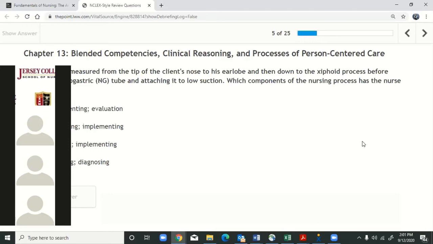No, she didn't diagnose. So the most common answer I hear is C, that she did some sort of planning and some sort of implementation. What is your answer, okay?